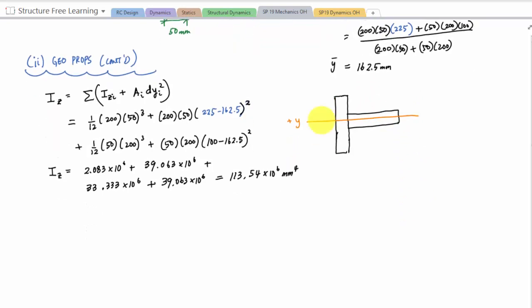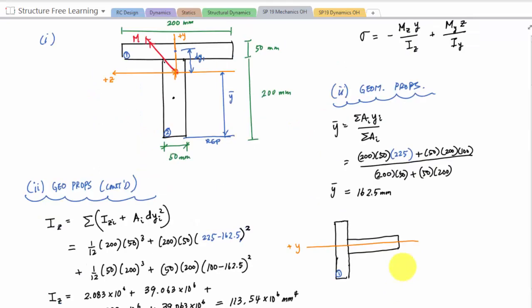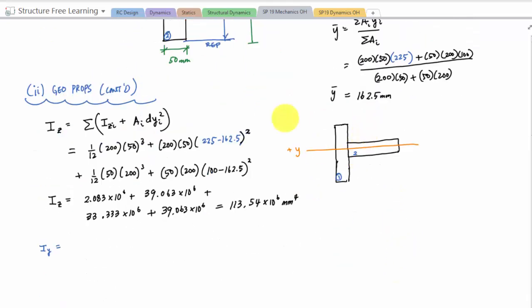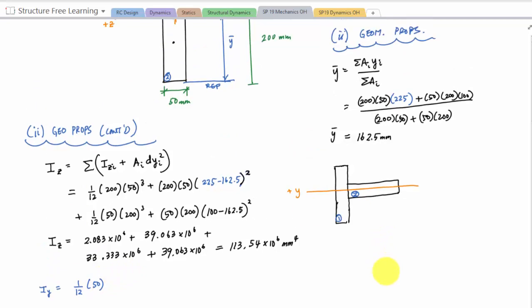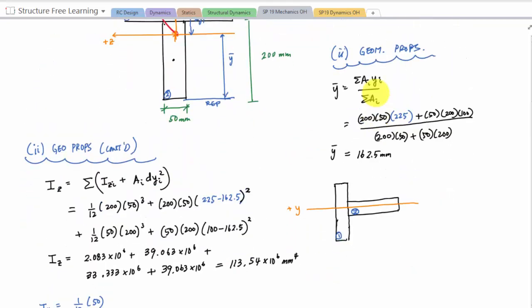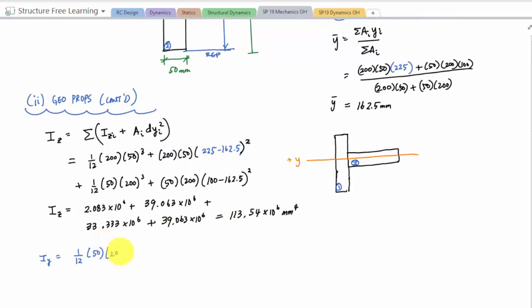So here for Iy, I'll use a different color. I'll put it in blue. Iy, I could call this element 1. I think that's what I called it before? Yeah, element 1 and element 2 here. But here, Iy now would be 1/12. The base would be 50. And the height is 200 cubed. And then I could do a dy squared.